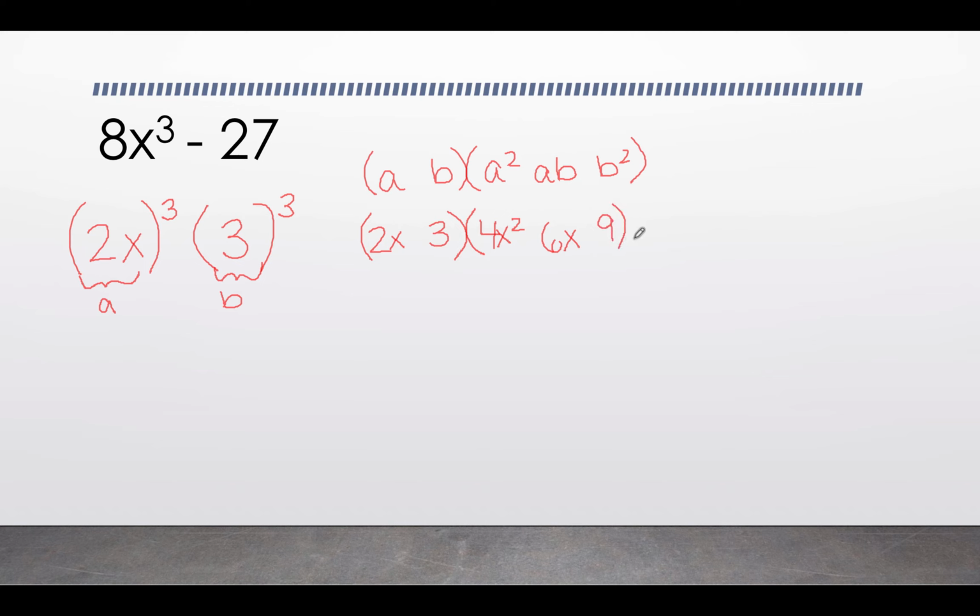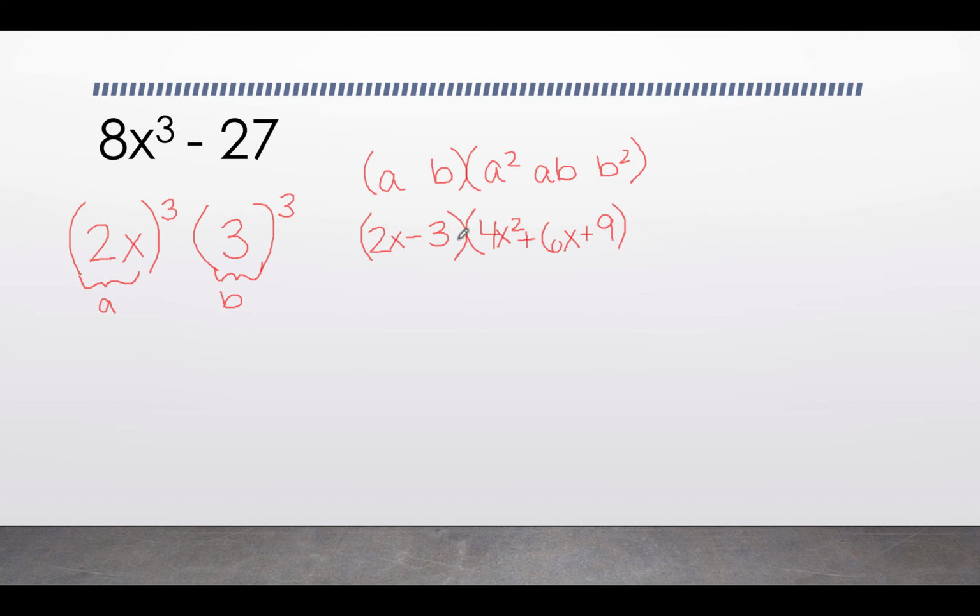Okay, remember we talked about the signs. You're using the acronym SOAP. So same, opposite, always positive. Our original problem has a negative sign, so I have a minus, which is the same as the minus in our original. Then I have the opposite sign, which is a plus, and the last sign is always positive. Okay, so we have 2x minus 3 times 4x squared plus 6x plus 9. Okay, and those are our two factors.